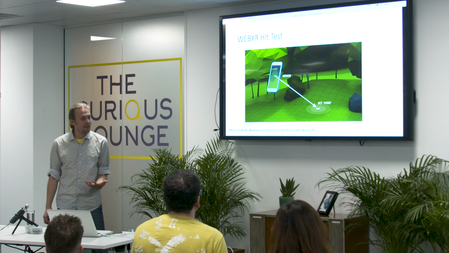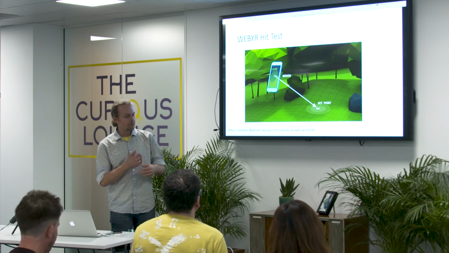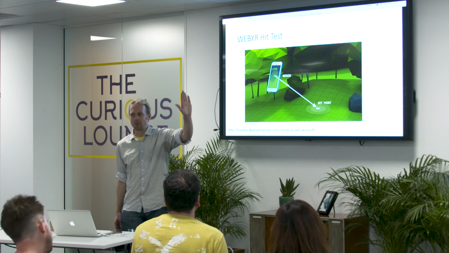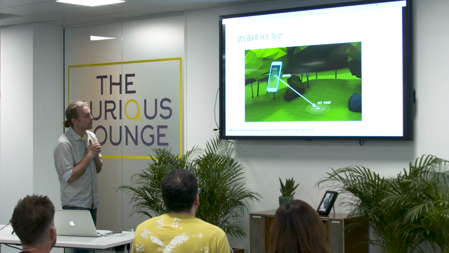What's really cool about this is that we're moving away from markers. It can actually, in the browser, determine if it's a horizontal or a vertical surface, and then you can apply things to those different surfaces, which is really kind of cool.